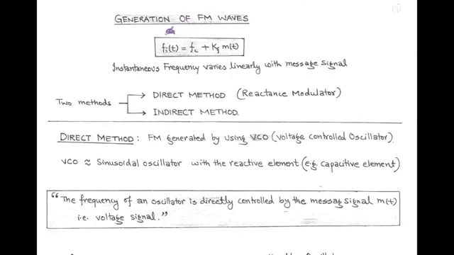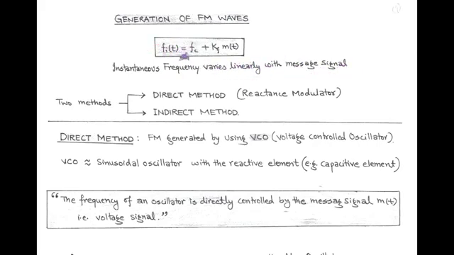Welcome friends. Our next topic is generation of FM wave. For the generation of FM wave, two methods are generally used. First is direct method and second is indirect method. Also, we know that in frequency modulation, the instantaneous frequency varies linearly with the message signal.